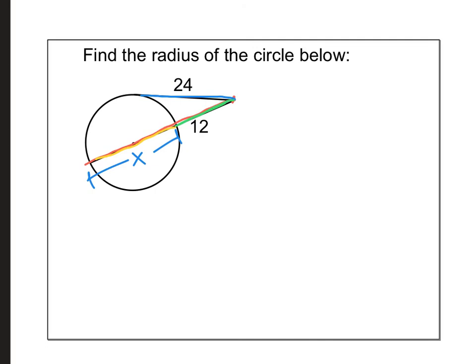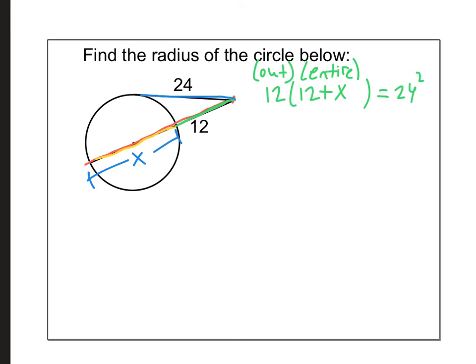Okay, so let's set this up. So it's going to be the outside piece 12, okay? The entire segment is 12 plus whatever x is. Okay, so outer, just to label this one a little bit more detailed here. Outer times entire, right? And then for the other side of the equation, the outer is 12, I'm sorry, 24. But the entire piece is also 24. So that's why it's 24 times 24, or 24 squared.